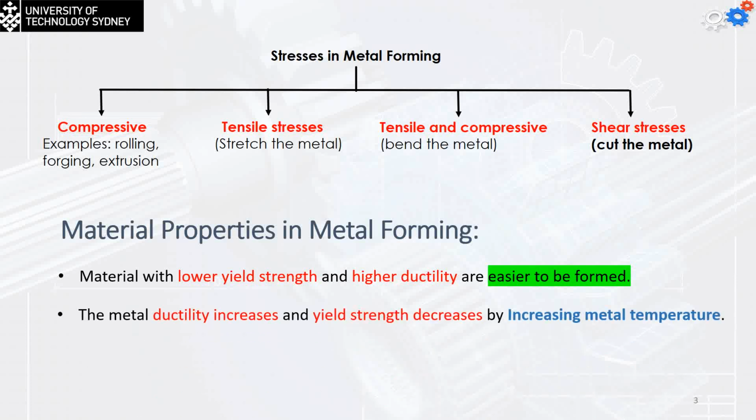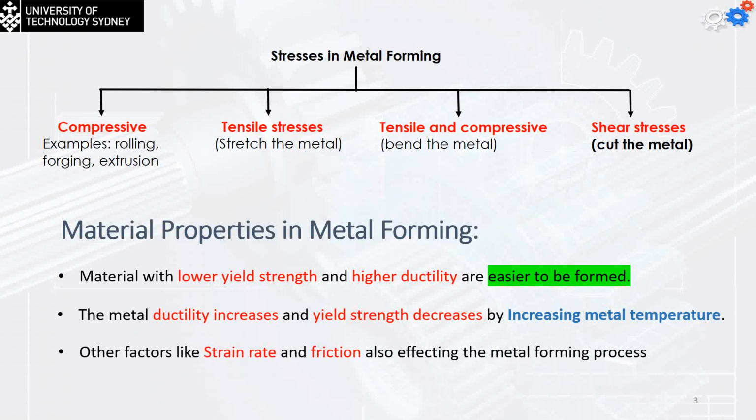The metal ductility will increase and the yield strength will decrease with increasing metal temperature. And that's why the forging process is usually combined with heating the parts. Again, to make it more flexible, and again to reduce the force required to do the work on it.